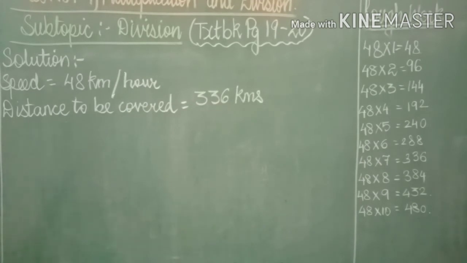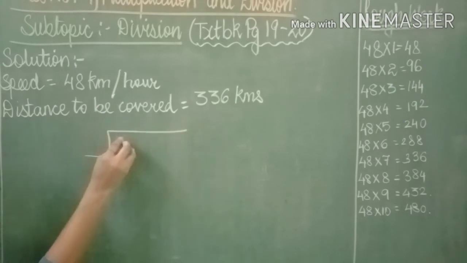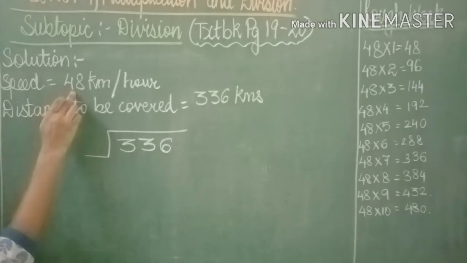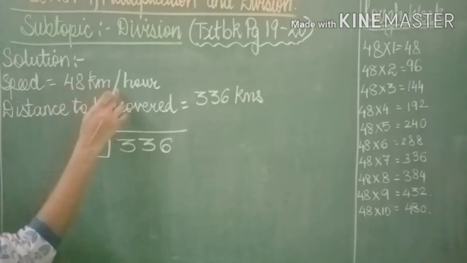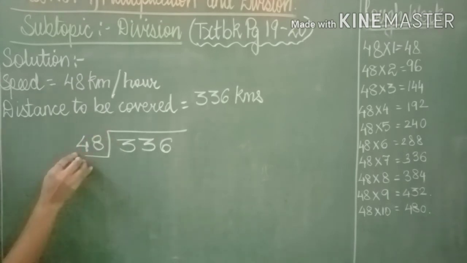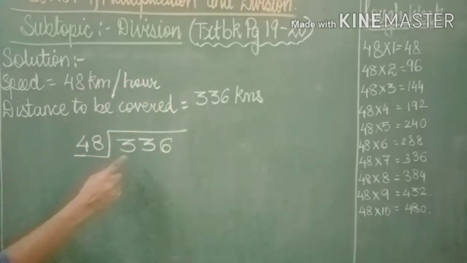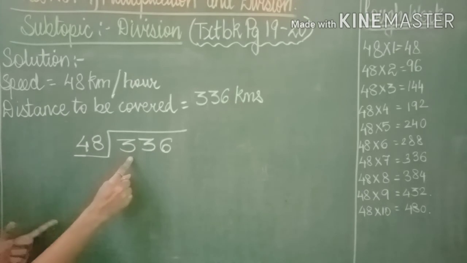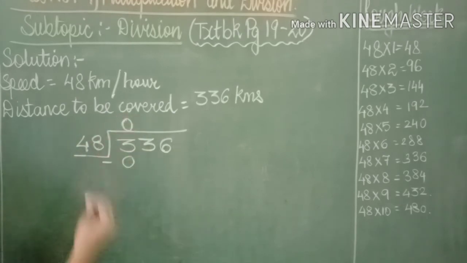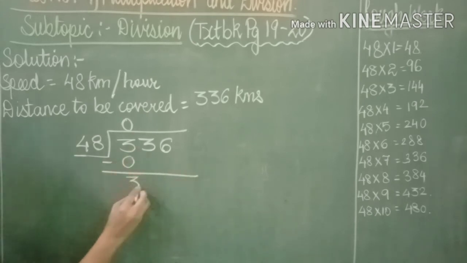Now we have to divide 336 by how many hours? 48 kilometers per hour, so we write only the number, that is 48. As you can see in the rough work, I have already written the table of 48. Now 3 is a single unit, that is why we always multiply first with 0. So 48 zeros are 0, and we subtract: 3 minus 0, the answer will come as 3.